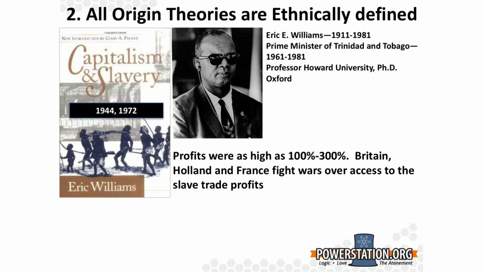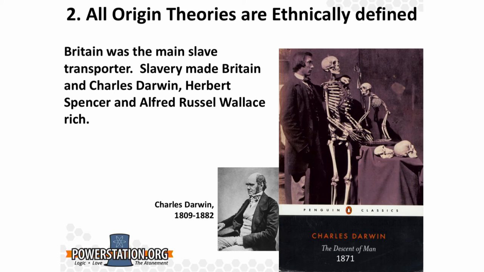Britain, Holland, and France fought wars over access to the slave trade mainly because of the sale of sugar, the discovery of sugar cane in the New World, and the tremendous need for labor. It was a labor-intensive crop. Sugar was like gold. It was like gold. Britain was the main slave transporter. They were not the main enslaver, but Britain owned most of the ships.